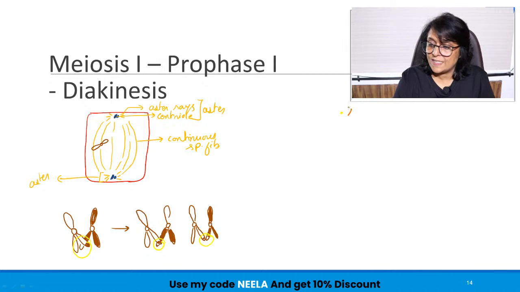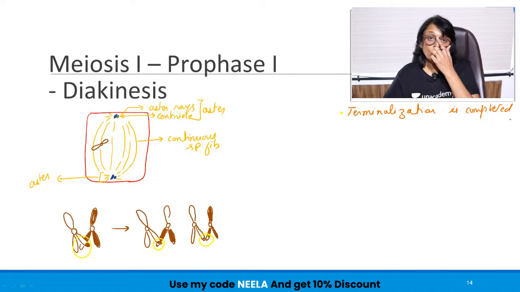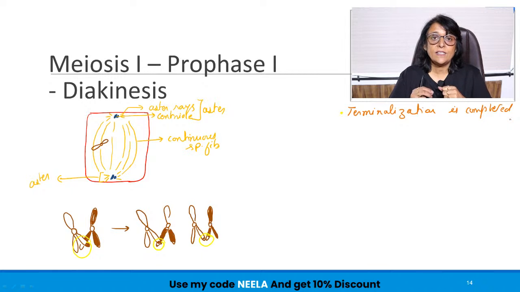So here we say that terminalization is completed. And how do they separate? It is in a zipper manner. In our jackets, there are zip, chain.